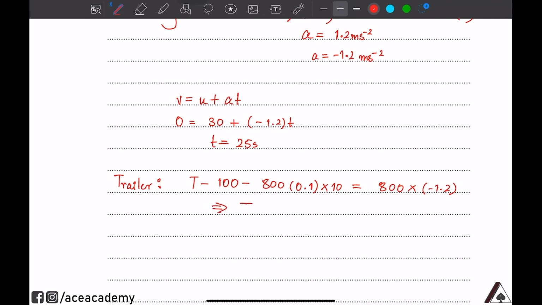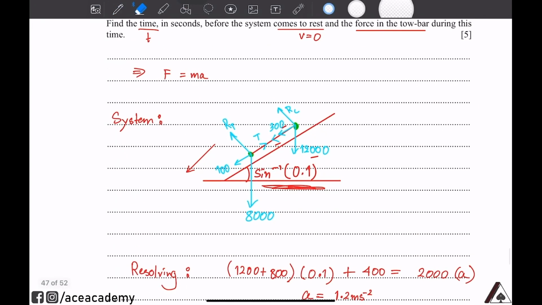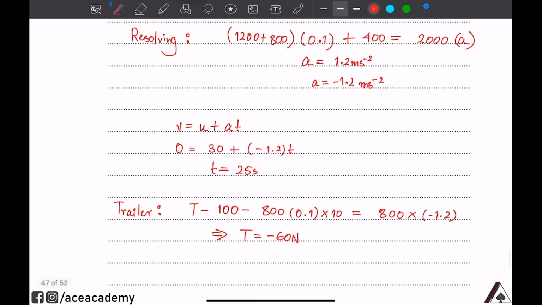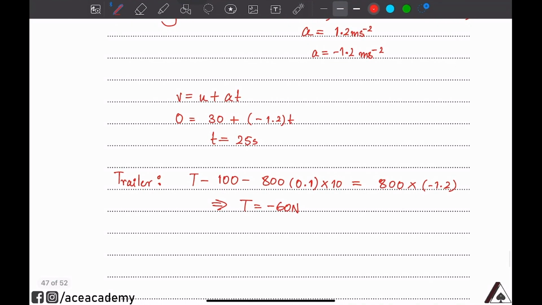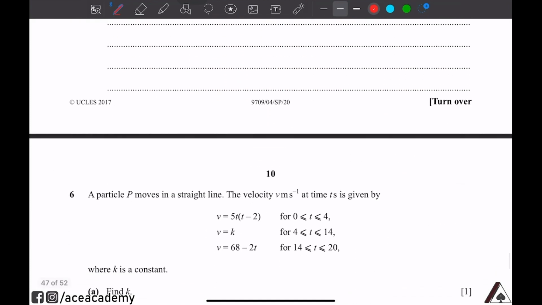Simplifying, we will get tension is equal to 60 newtons, but not just 60 newtons, it's a negative 60 newtons. This means that the tow bar is pushing the trailer downward, which is why we get negative 60 newtons. The tension here isn't actually in the upward direction. So if you see something like this in the exam, don't think that this is wrong, because all the negative is saying is that the direction of the tension is opposite to the direction we initially thought it was in.